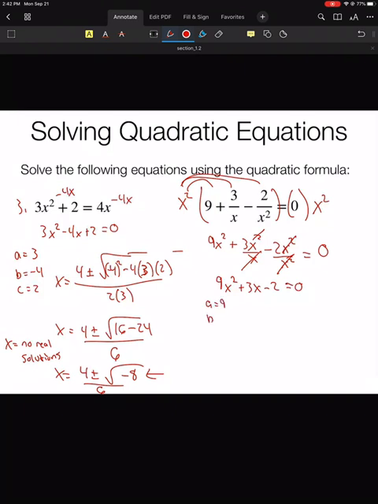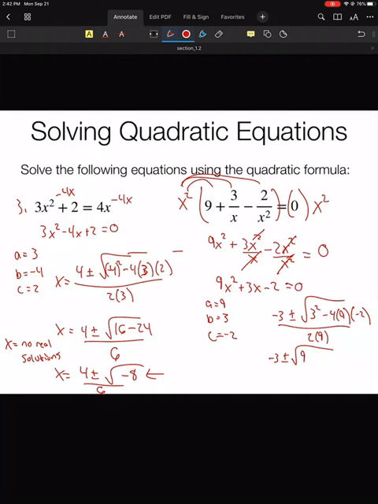Okay, and so A is 9, B is 3, and C is negative 2. Okay, so when I write out the quadratic equation, I have negative 3 plus or minus the square root of 3 squared minus 4 times 9 times negative 2 all over 2 times 9. So when I simplify, I get negative 3 plus or minus 3 squared is 9.